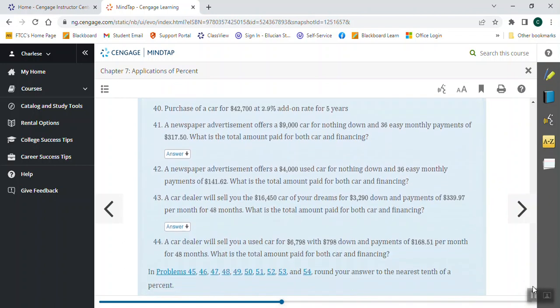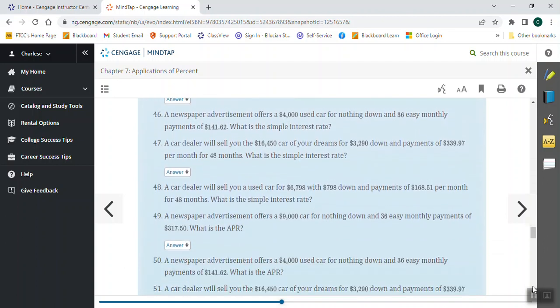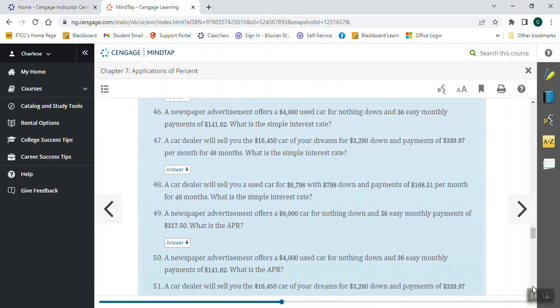I'm going to do number 46. So let's look at number 46. I'm going to work it out step by step with the calculator. All right, a newspaper advertisement offers a $4,000 used car for nothing down and 36 easy monthly payments of $141.62. What is the simple interest rate?